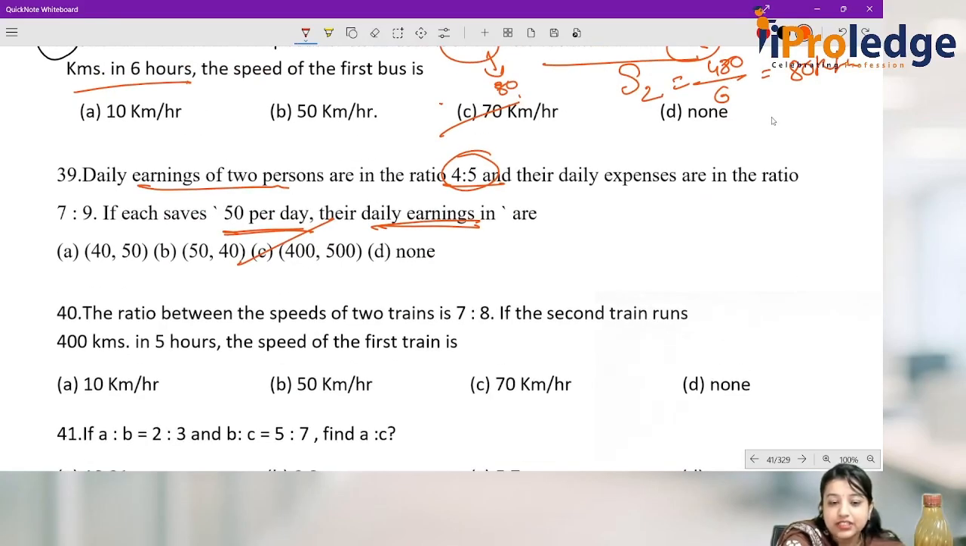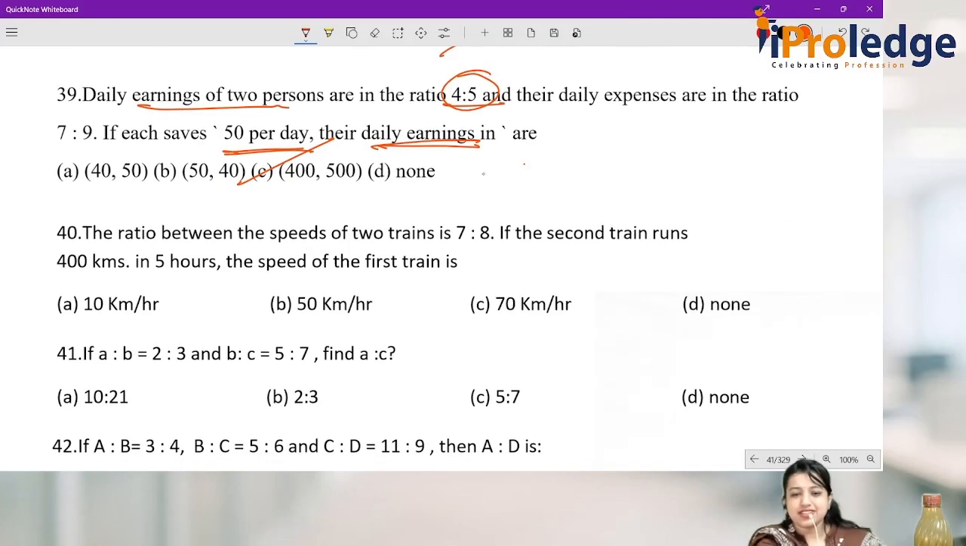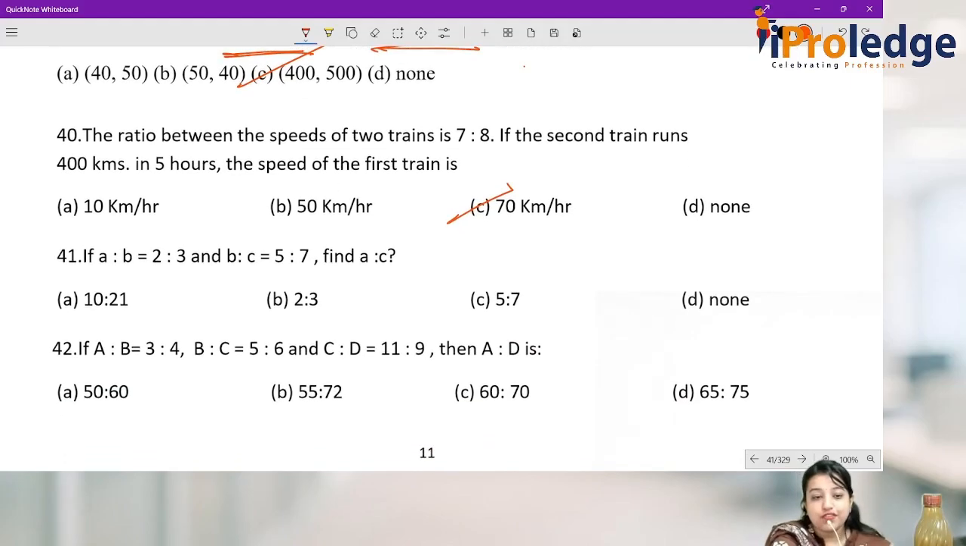Okay. And 40, the ratio between the speeds of two runs is the same question. Now 41, then we move on to the proportion. So 41, A is to B equals 2 is to 3, B is to C equals 5 is to 7. So first write it in terms of fractions: A by B is 2 by 3, B by C is 5 by 7.